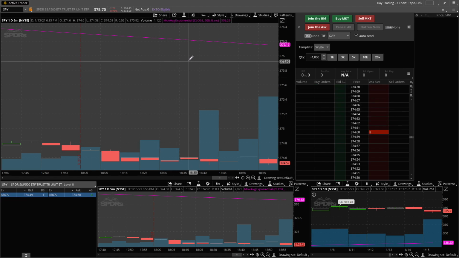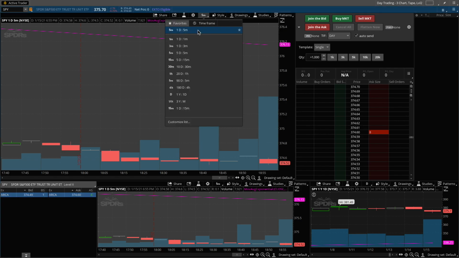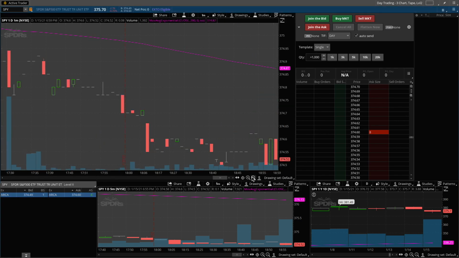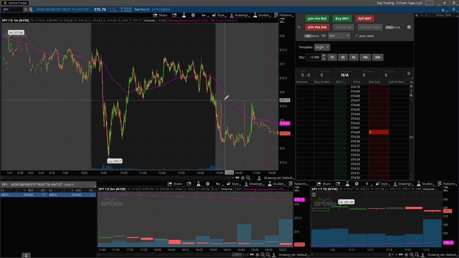Then to the left, you can see is the chart. This is set as a 5-minute, but normally it's a 1-minute chart, and this is just, of course, to watch price action and to see how the stock is trending, whether it's up or down.